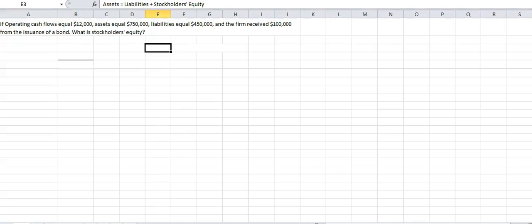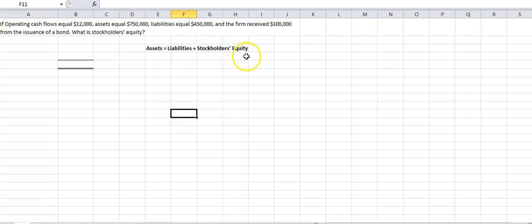If you recall, the formula for the balance sheet equation, the accounting equation says that assets equals liabilities plus stockholders' equity, right? So if we know that we have assets of 750,000 and liabilities of 450,000, what's stockholders' equity? Very simple, 750 minus 450, right? Assets minus liabilities equals stockholders' equity. It's the same thing. You just do a little bit of algebra here, right? So 750 minus 450 is 350, okay?